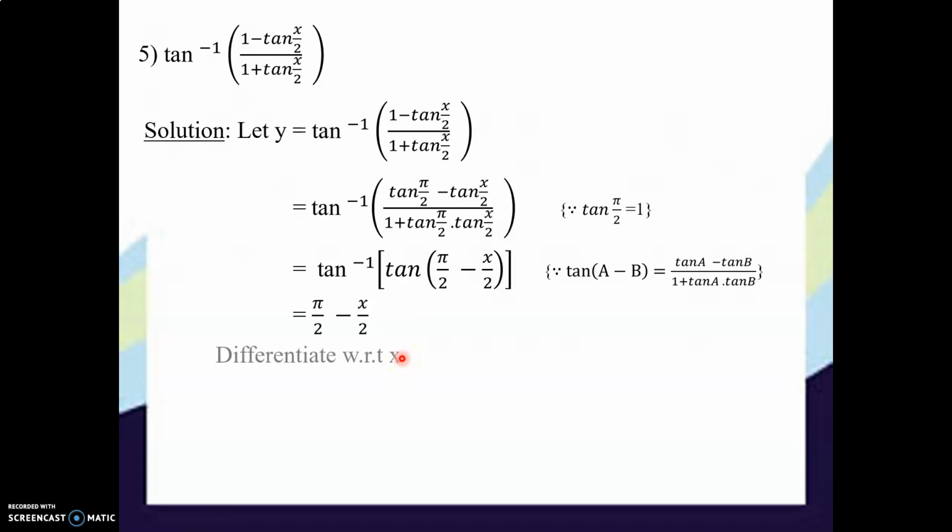So differentiate this function with respect to x. You'll get derivative of pi by 2 is 0 and derivative of minus x upon 2 is minus 1 upon 2. This is the final answer for this question.